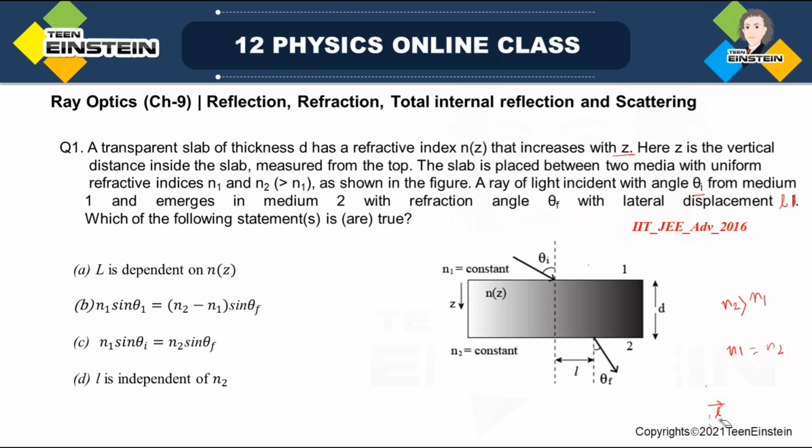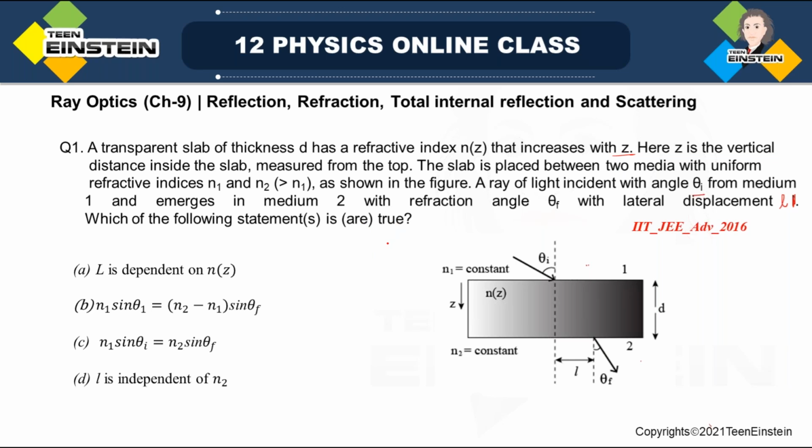But in this case you see the medium is not the same. Here on the top there is some other medium, and at the bottom there is some other medium. So that's why these two rays are not parallel to each other. So that's why theta I is not equal to theta f. That's what we can say from this figure. Anyway, which of the following statements is true or are true, we have to find out.